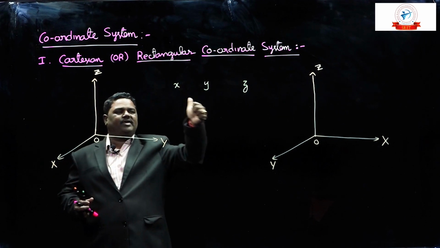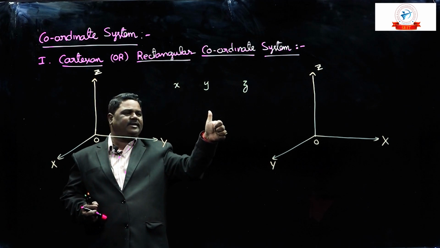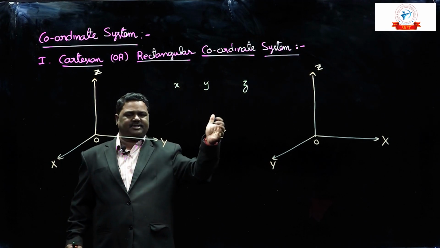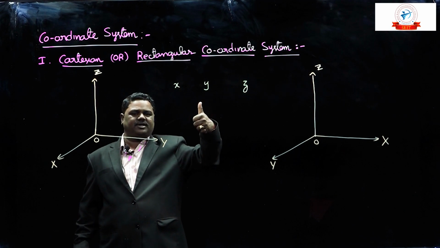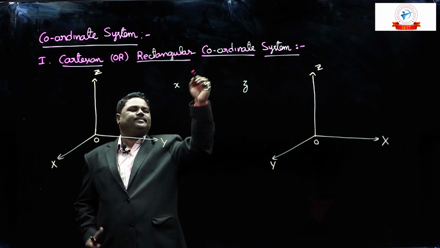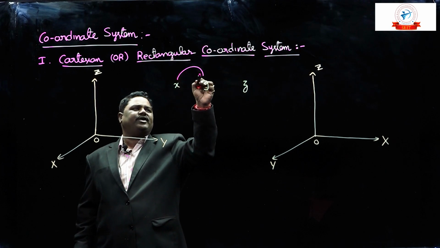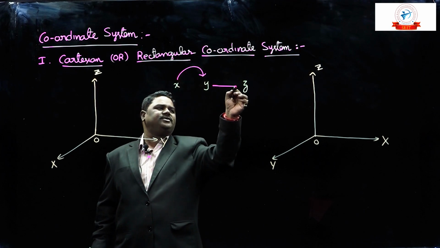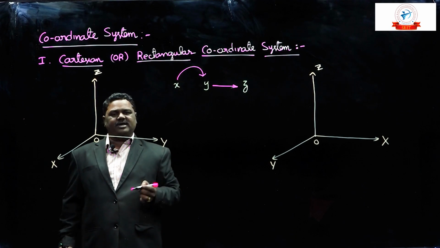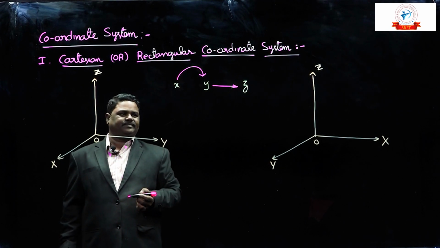For example, this is the right hand thumb. Whenever we apply the right hand thumb rule, these four fingers indicate a rotation from one axis to another axis. Then the thumb shows the third axis. That means whenever x to y rotation shows the z direction when we apply the right hand thumb rule, then the coordinate system is called a right-handed coordinate system.